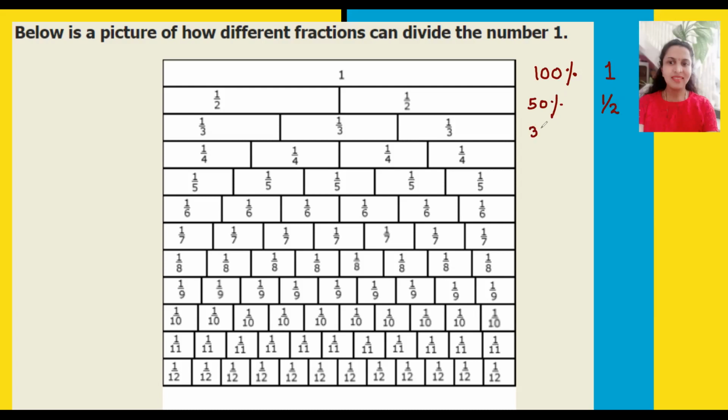Similarly, 1 by 3 is 33.333%. Okay, 1 by 4 is 25%. So they can interlink each other, and they can also find the decimal notation of a number. This will be very, very easy for them to understand. So what they have to do is take a piece of paper or a chart paper and draw their own fractions model. It will help them to understand many things.